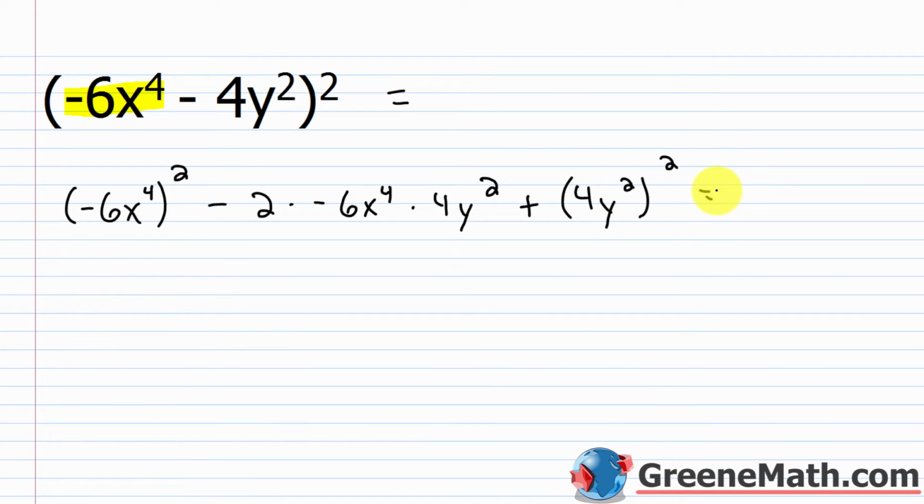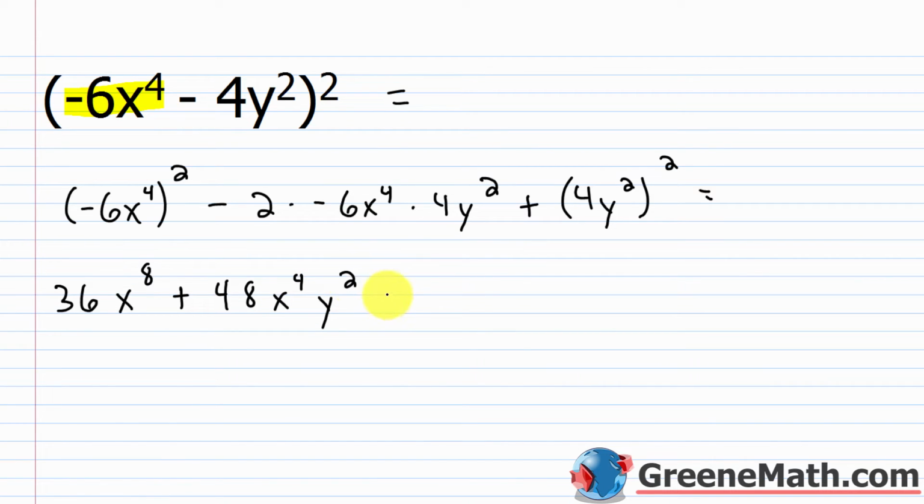All right, then plus, I want this guy here, this 4y squared, to be squared. So let's crank this out. If I have negative 6 squared, that's positive 36. X to the 4th power squared, x stays the same. 4 times 2 is 8. Then for this one, I have negative 2 times negative 6x to the 4th power times 4y squared. So negative times negative is positive. 2 times 6 is 12. 12 times 4 is 48. So you'd have 48 x to the 4th power y squared.